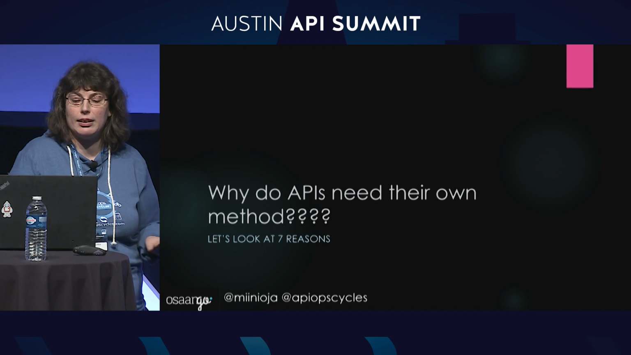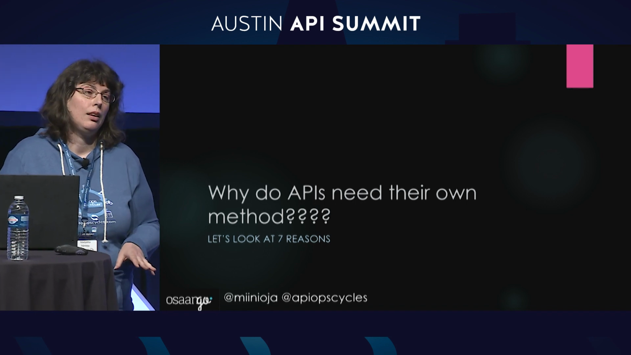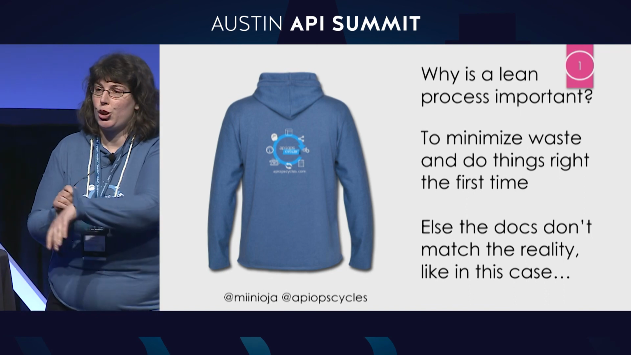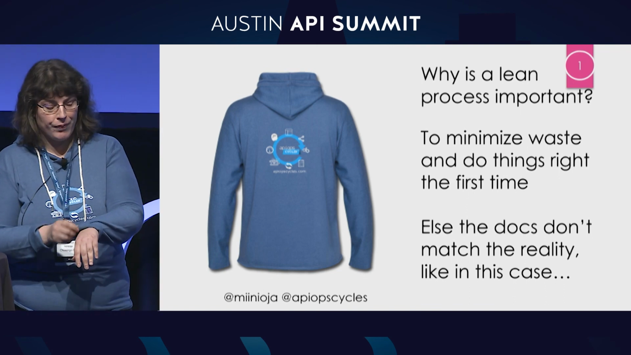But the first thing is, why do we need our own method, our own process for APIs? Isn't it enough that we have a very good software development process? Well, it isn't really, because the lean part comes out of it. I actually wore this shirt because of the reason.